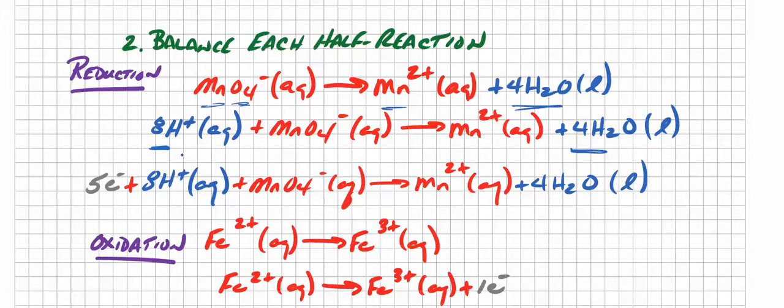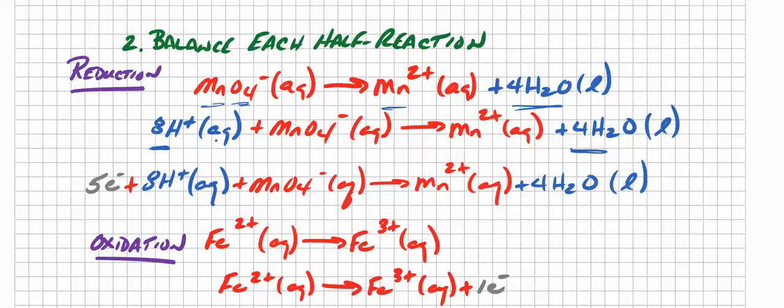So now I've balanced manganese. It was already balanced for mass. I've balanced oxygen by adding the water to the right-hand side. And now by adding hydrogen ions to the left-hand side, I've balanced hydrogen. But now I need to concern myself with charge.